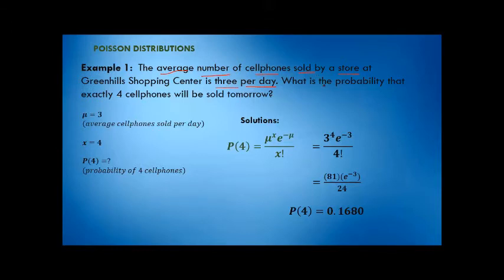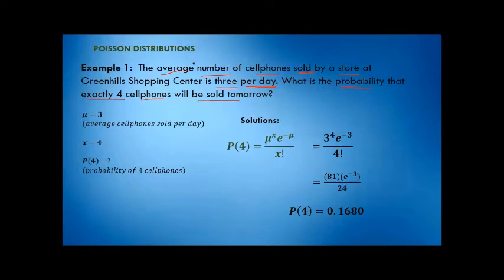So that is the mean or the mu. What is the probability that exactly 4 cell phones will be sold tomorrow? Okay? So kung ang average na nabebentang cellphone is 3 per day, anong probability na 4 yung mabebenta sa isang araw? So ganun yung analysis.